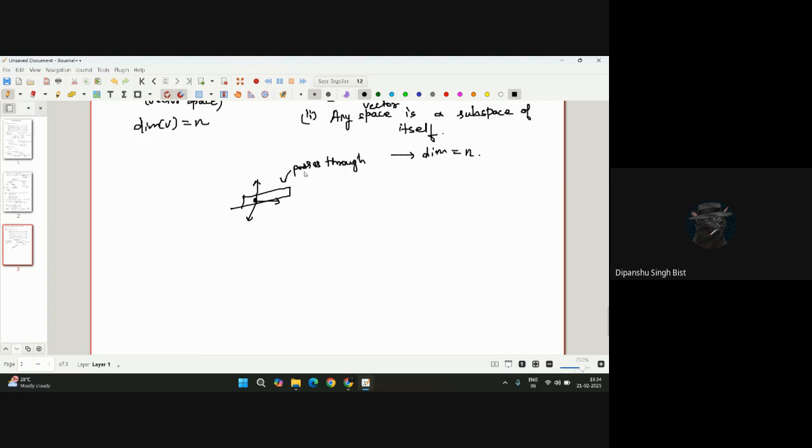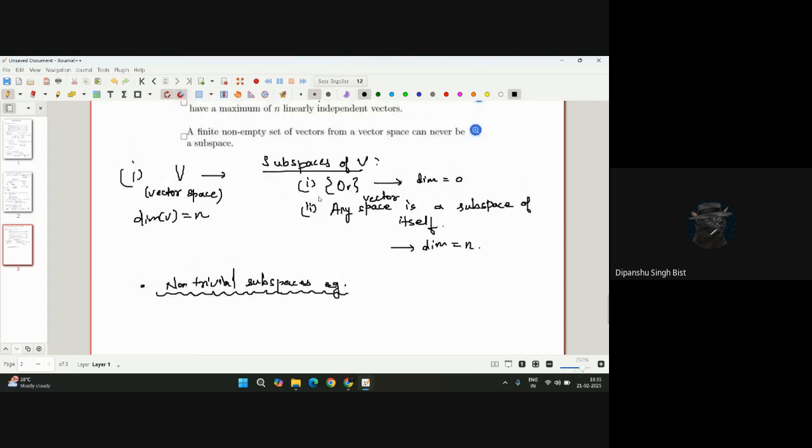Passes through origin. Then it's a 2D subspace. Okay, so all these are non-trivial subspaces. Non-trivial subspaces example. Trivial and non-trivial subspace example. Trivial means you'll always find these two subspaces. That's why we call it trivial: whatever happens, these two cases will be there.